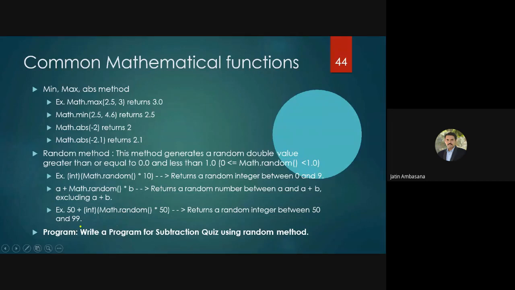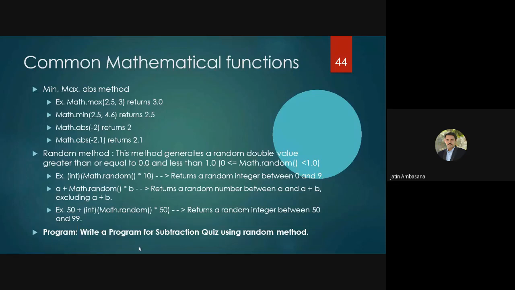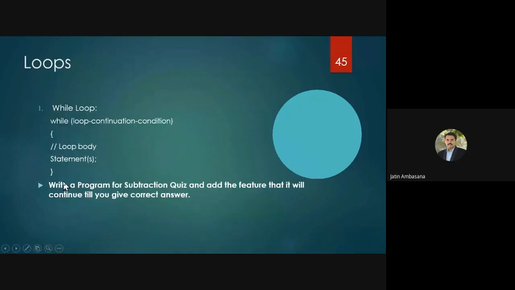For example, this is a program which uses it: write a program for a subtraction quiz using the random method. This is a very good example of using random methods. So that was about operators. Now we'll start with Unit 2's loops. In Unit 2, we'll see how loops work.